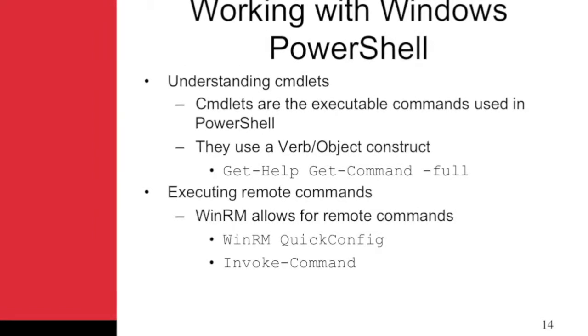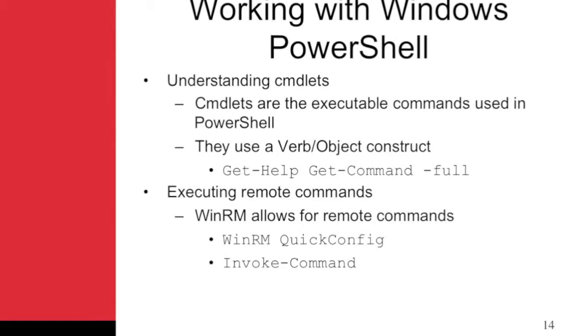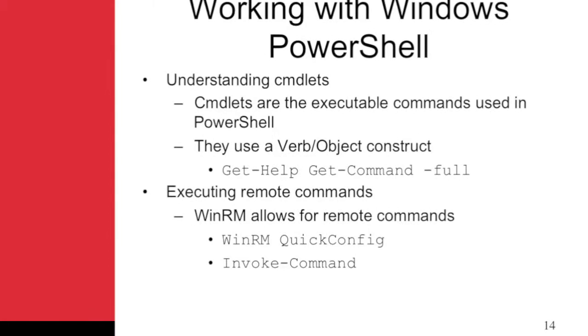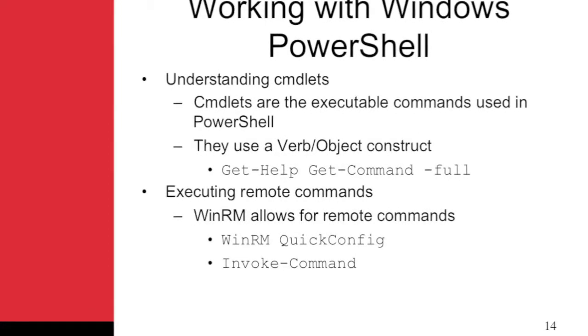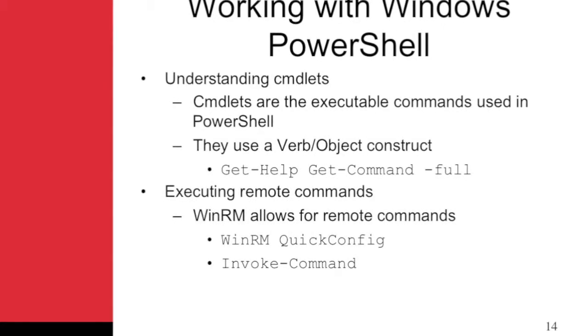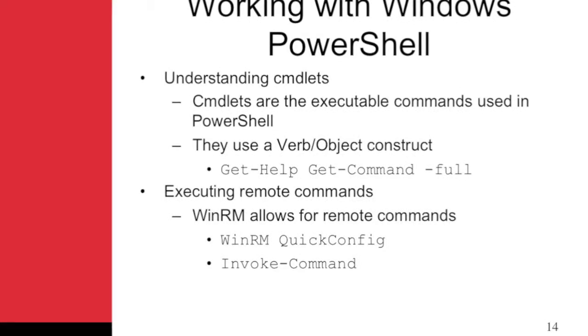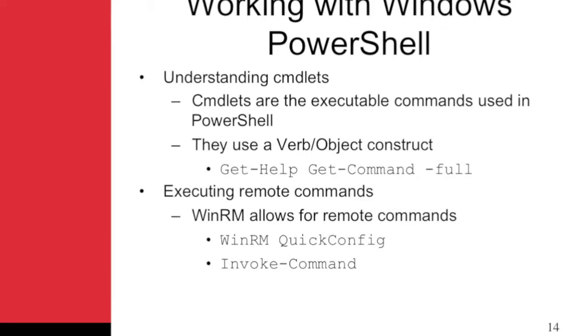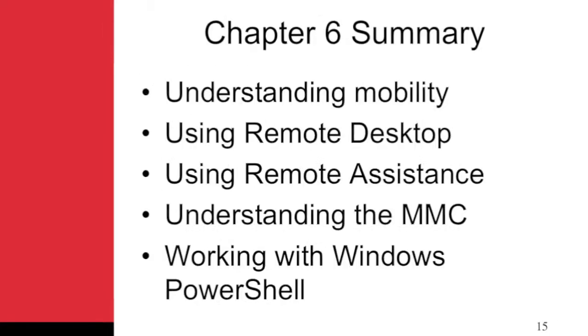WinRM allows for remote commands. That is, you can enter commandlets on one computer to be executed on a remote computer. To do this, you must first enable Windows Remote Management on both the support computer and the target computer. To enable WinRM, execute the following command at the Windows command prompt with administrator privileges: winrm quickconfig. After enabling WinRM, you can invoke the Invoke-Command commandlet to execute remote commandlets.